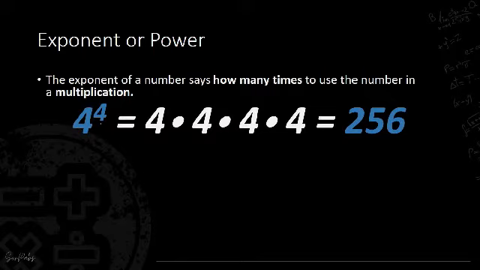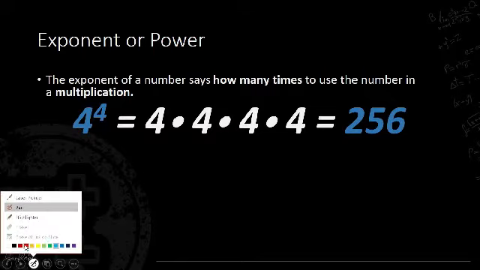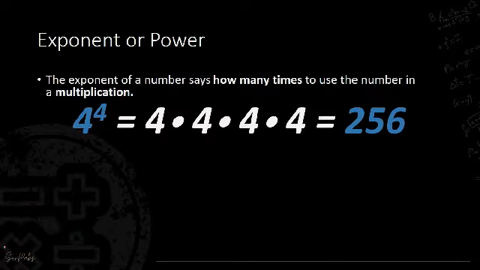So the exponent is 4. Our exponent here is 4. And this exponent indicates that our number, which is 4, will be multiplied to itself 4 times. So that will be 4 times 4 times 4 times 4. So ito yung exponent natin, 4 na beses. And that will be 256.